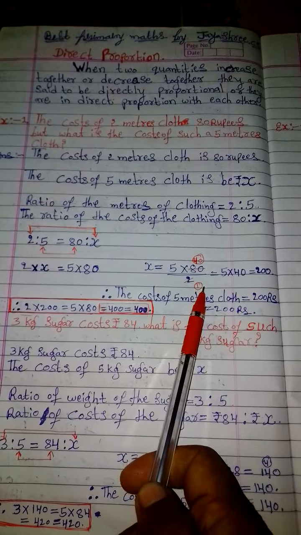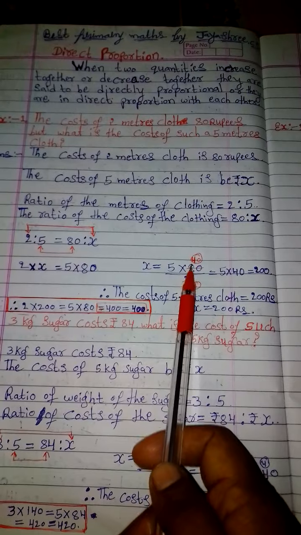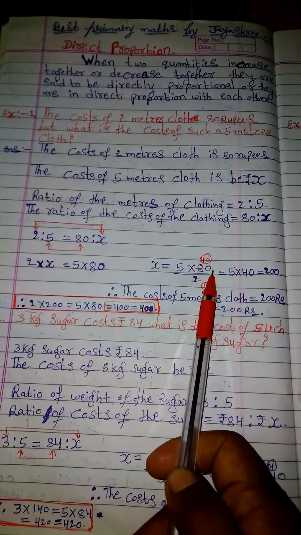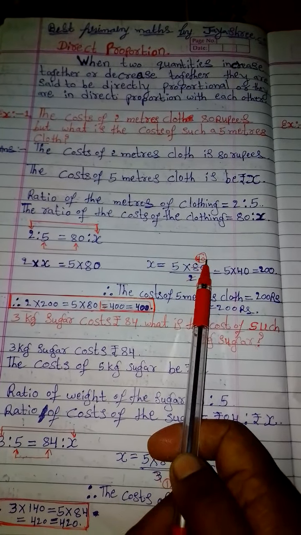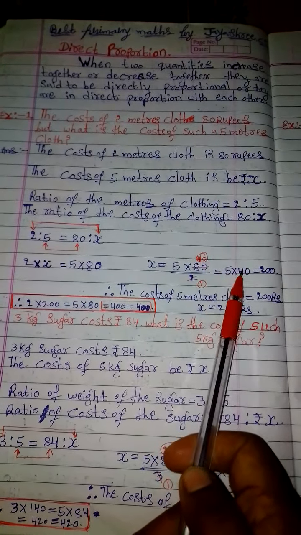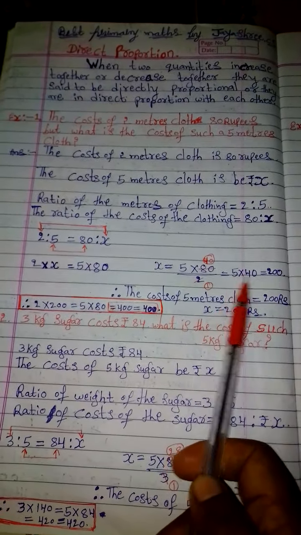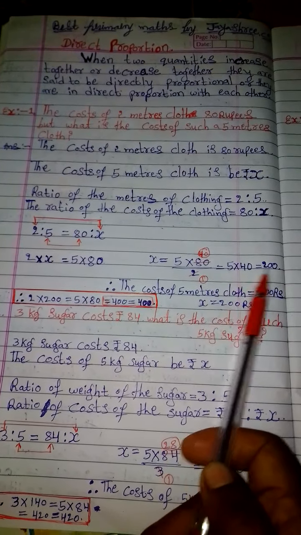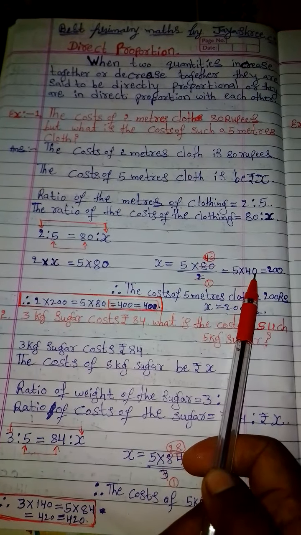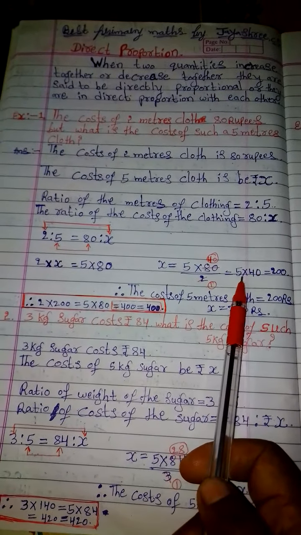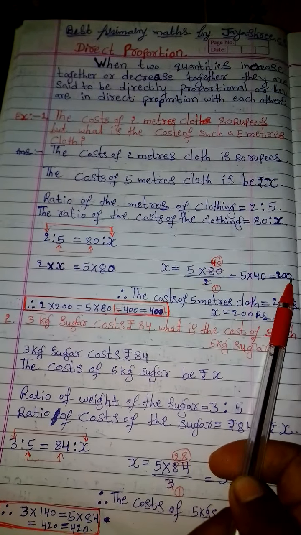2 ones are 2. 2 fours are 8, so 2 forties are 80. The 0 left should be written as it is. 40 left. 5 into 40: 5 fours are 20, or 5 zeros are 0, 5 fours are 20. When we change the order, we get the same product.